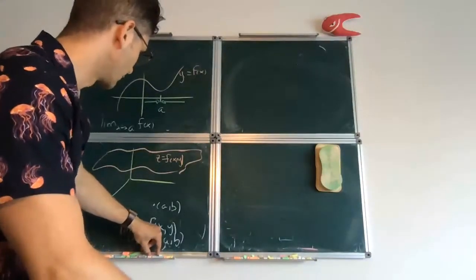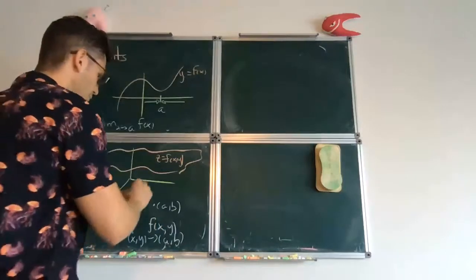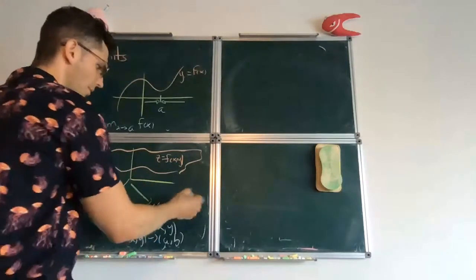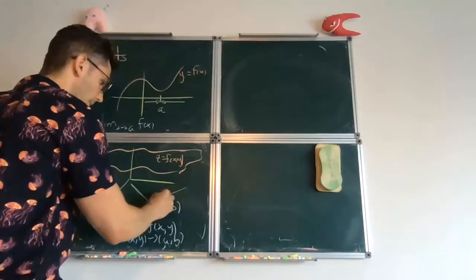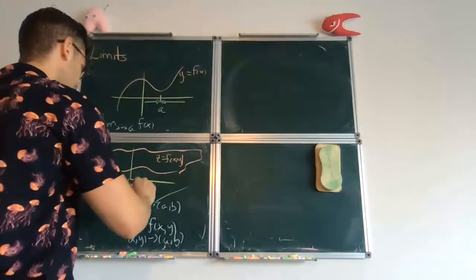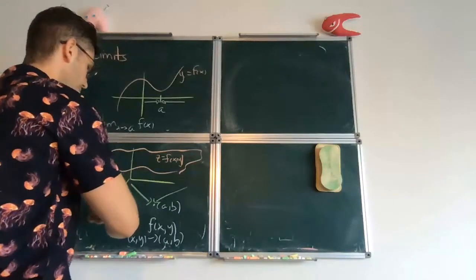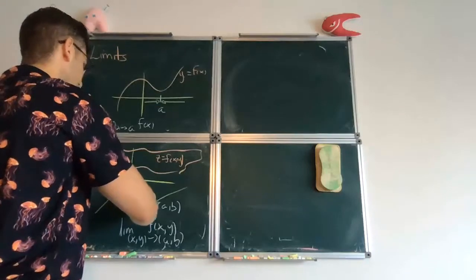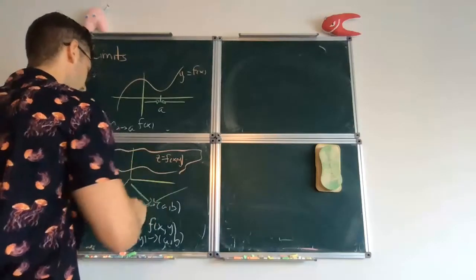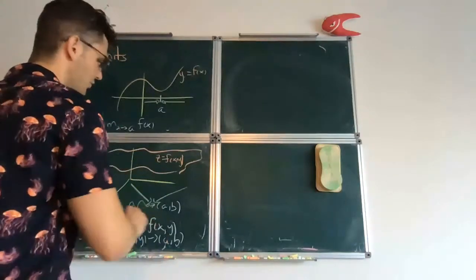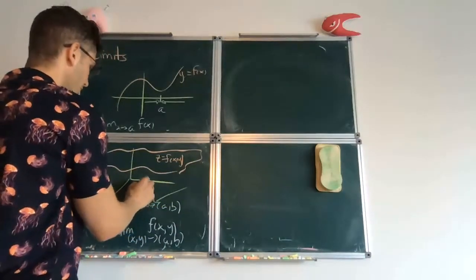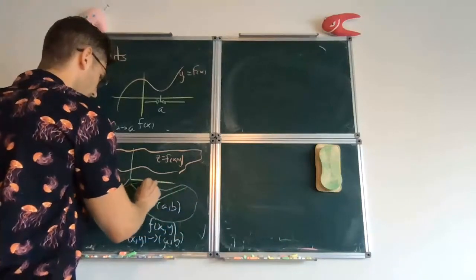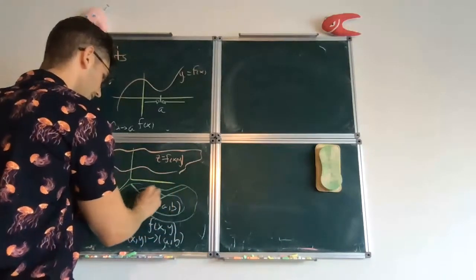So for example, you could approach this point through a straight line like this one, but you could also choose another line approaching this point. In fact, you don't need to approach it through a line. You could also approach it through this sort of more sinusoidal curve. You could also do more weird stuff like spiraling towards this point, like this.